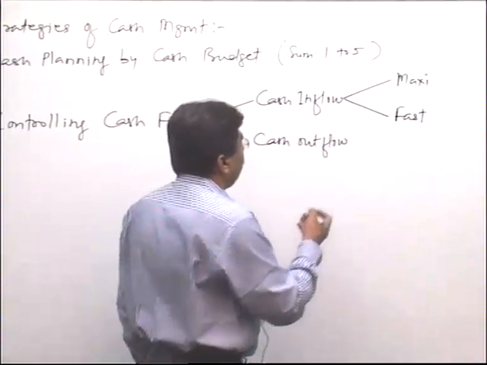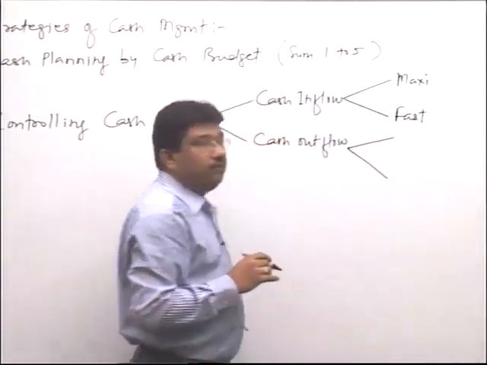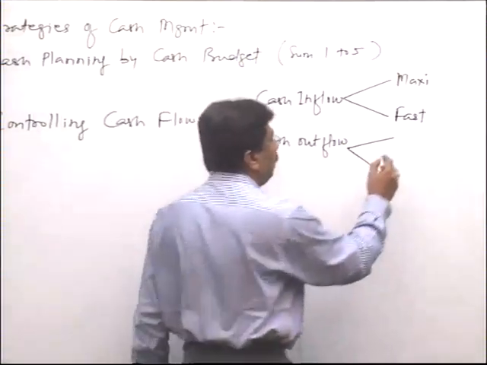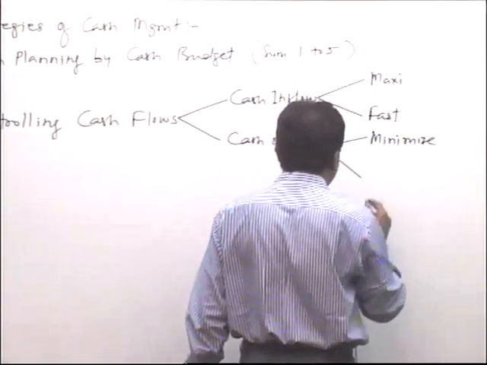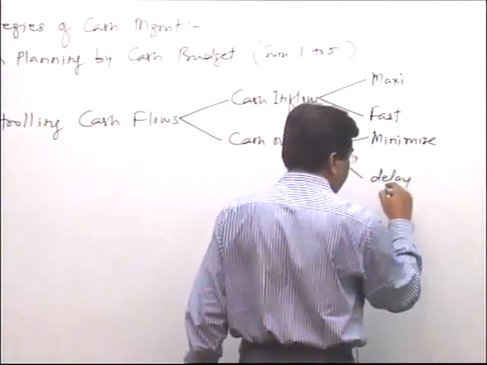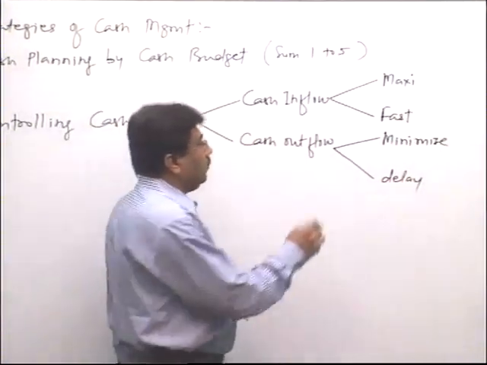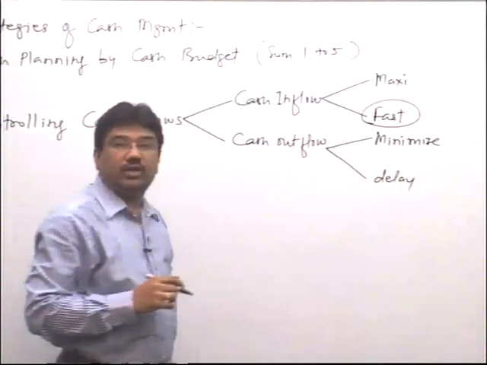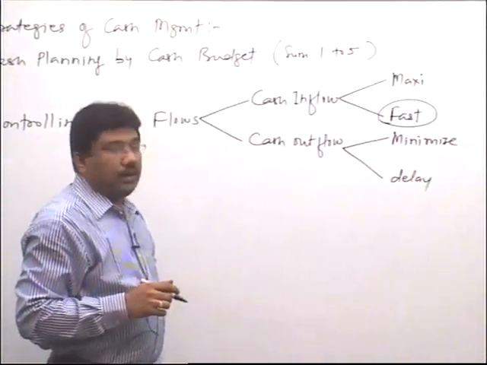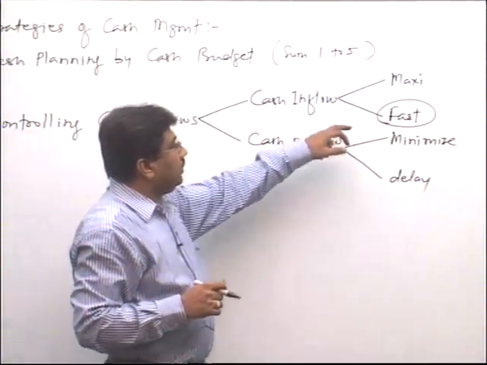Same way, when you control cash outflow, in cash outflow we always try to minimize the outflow and we want to delay the outflow. So today we will focus on how to make the inflow fast, and then we will do sums relating to how to make the inflow fast. So first we will deal with the theory.